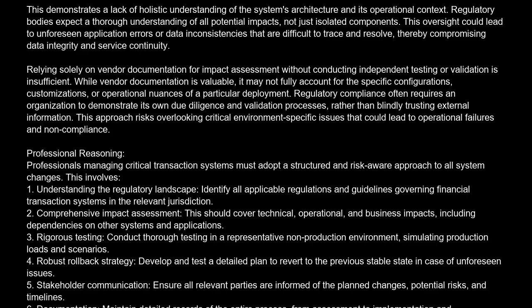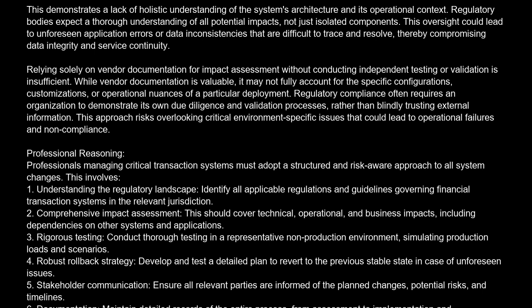Professional reasoning. Professionals managing critical transaction systems must adopt a structured and risk-aware approach to all system changes. This involves: 1. Understanding the regulatory landscape. Identify all applicable regulations and guidelines governing financial transaction systems in the relevant jurisdiction. 2. Comprehensive impact assessment. This should cover technical, operational, and business impacts, including dependencies on other systems and applications. 3. Rigorous testing. Conduct thorough testing in a representative non-production environment, simulating production loads and scenarios.